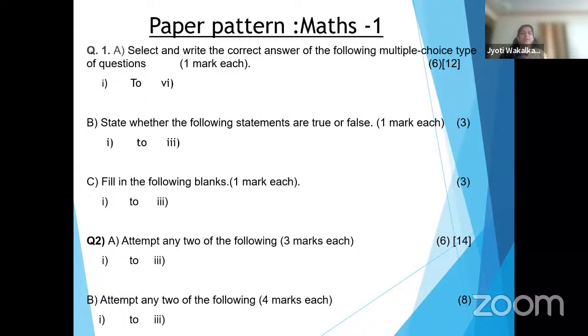Question 2A. Attempt any two of the following. 3 questions are given. Out of that, solve any 2 questions. Each question has 3 marks. So totally 6 marks for question 2A के लिए 6 marks दिए हैं.